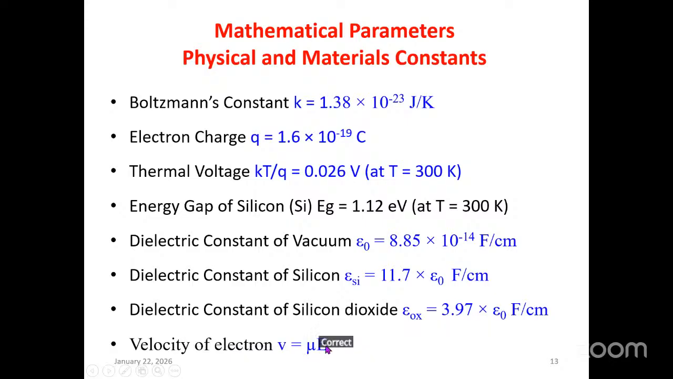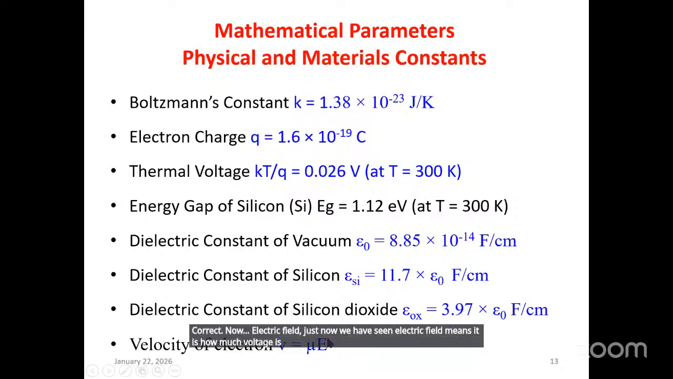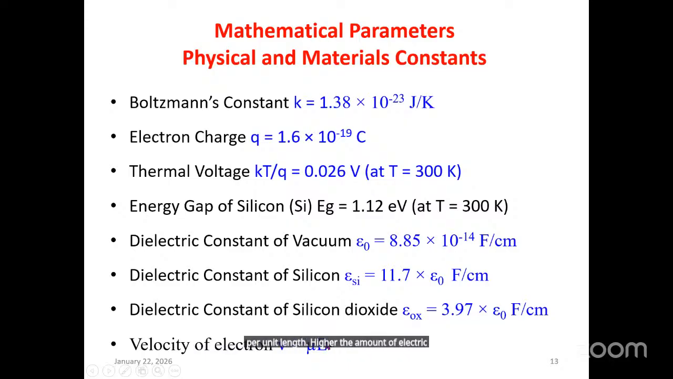Electric field means how much voltage is applied to the device per unit length. The higher the electric field, the higher the force on the electron. Therefore, the velocity can increase. If you want to increase velocity, you can increase the electric field, no doubt. But there is a certain physical limitation. Beyond a certain value of electric field, the velocity of the electron cannot be increased. That is called velocity saturation.